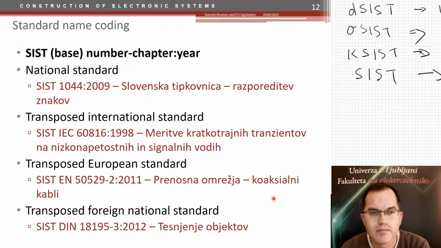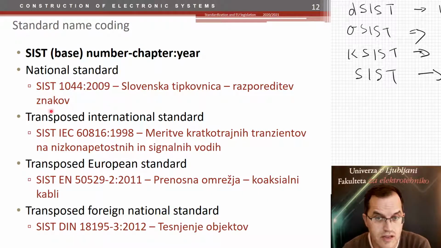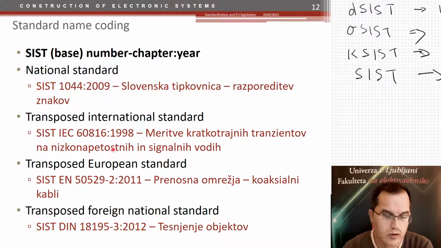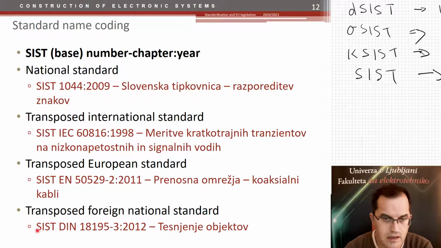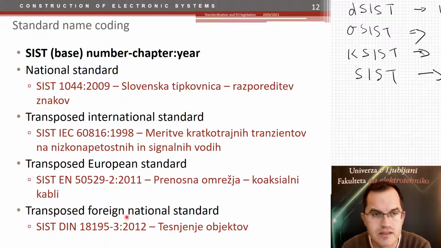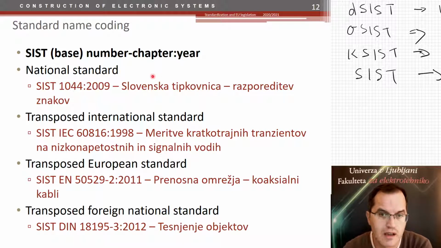So these are some examples of Slovenian standards. The national standard is called SIST. The transposed international standard is transposed from the IEC: SIST IEC, number and year. European standards can be transposed to Slovenian as SIST EN and so on, or some national standards like SIST DIN from Germany. So this is what standards in Slovenia look like. Most of them are transposed from international or European standards, but some of them, which are specific to Slovenia, can be found here.